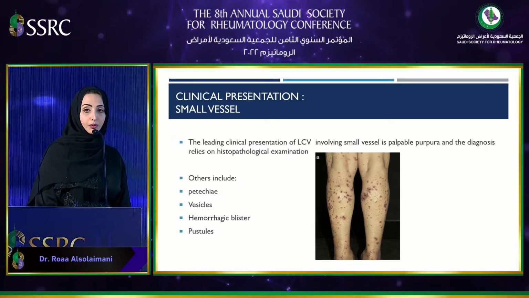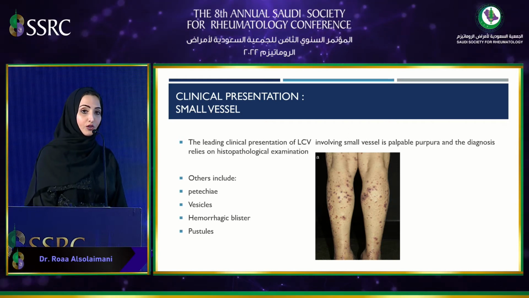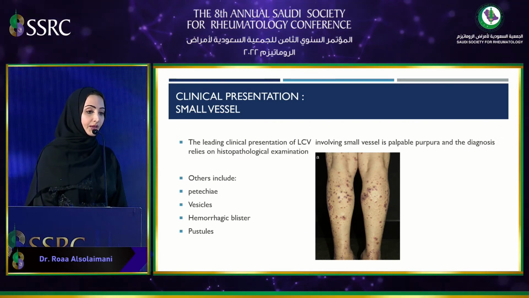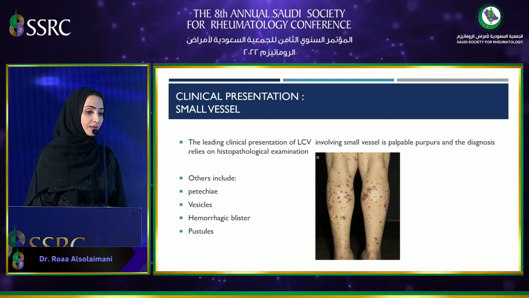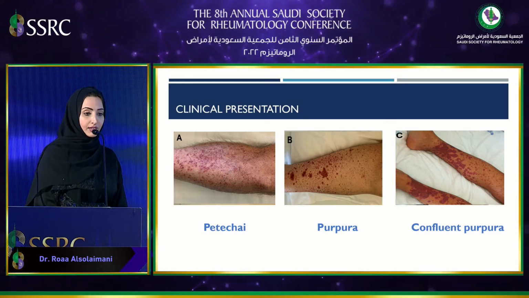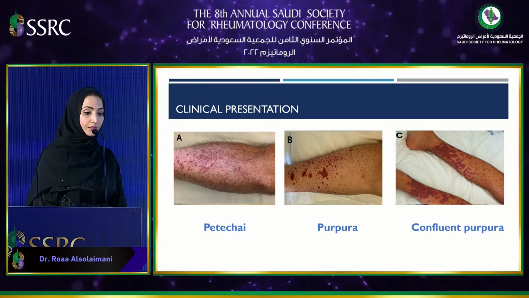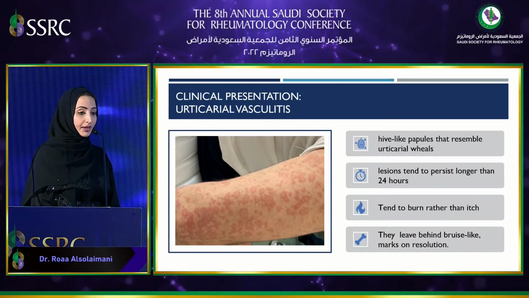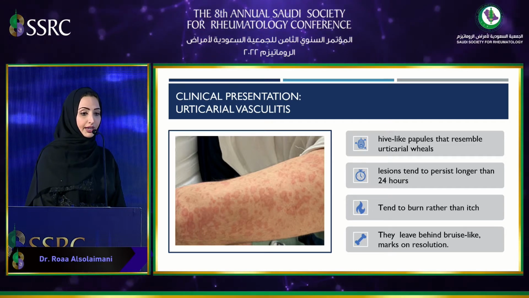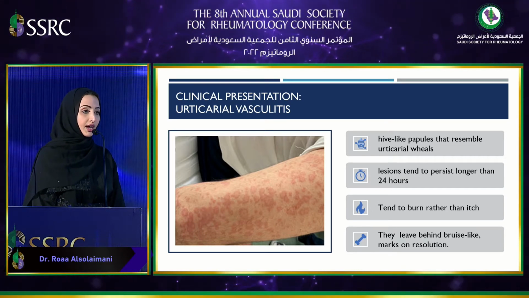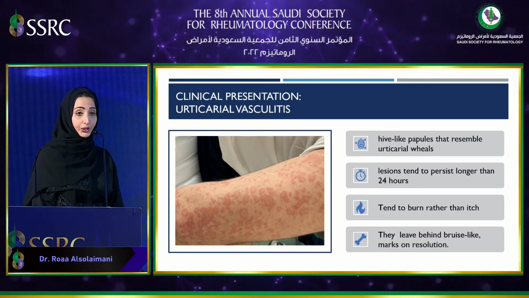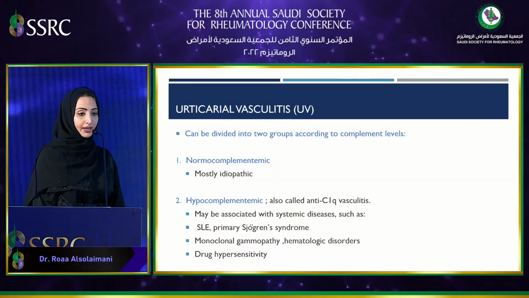So what about the clinical presentation of cutaneous vasculitis? If the involvement is mainly small vessel, purpura will be the most common presenting symptom, but others include petechiae, vesicles, hemorrhagic blisters, and pustules. These are some of the small vessel vasculitic presentations. You can see petechiae, purpura, confluent purpura. Another small vessel vasculitis involvement is urticarial vasculitis, where you have hive-like or urticarial wheals. The lesions tend to persist longer than 24 hours. They tend to burn, not itch, and they may leave a bruise behind.